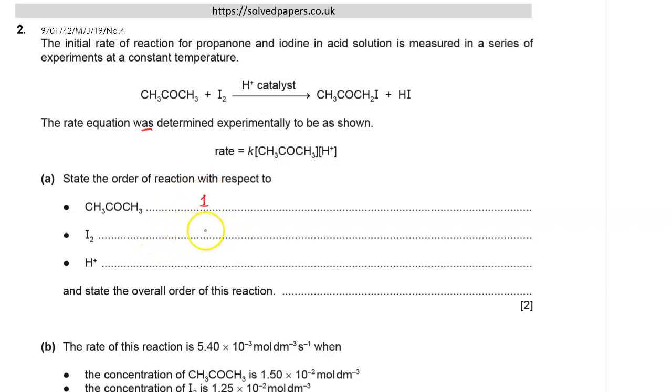Iodine does not appear in this rate equation, so iodine has order 0. Hydrogen ion is order 1, and the overall order of this reaction is 1 plus 1, which gives us 2. The overall order of the reaction is 2.